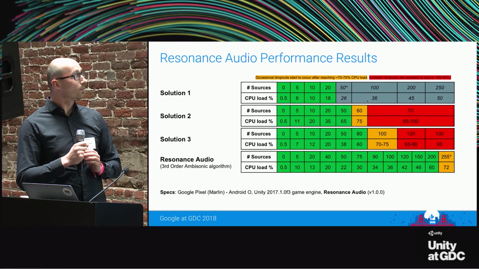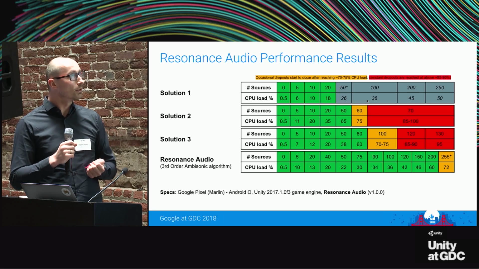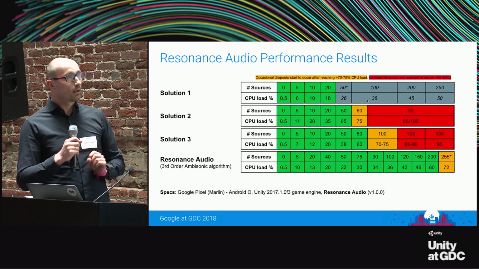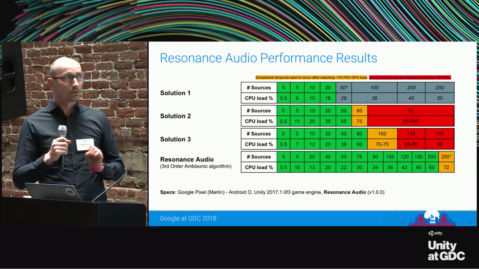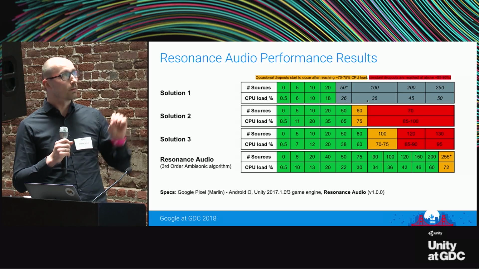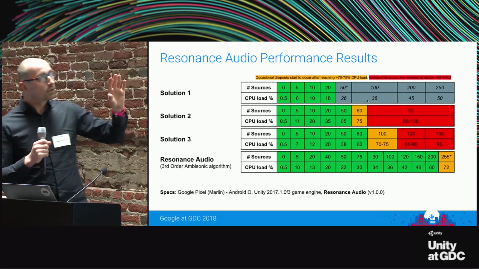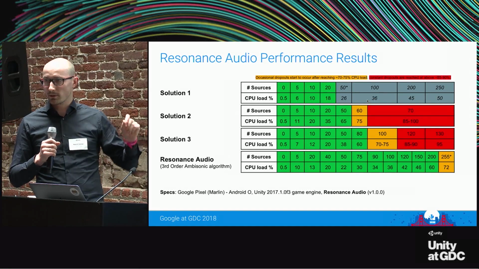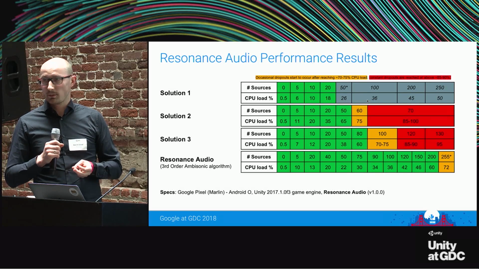So this is Resonance Audio Spatializer compared to some other 3 popular solutions. The orange or yellow boxes indicate when the CPU consumption reaches around 70–75%. This is when we start to hear occasional dropouts, and the red zone basically means constant dropouts. So this chart represents the number of sound sources that we render in a Unity app simultaneously, and basically we measure the average CPU consumption for them.